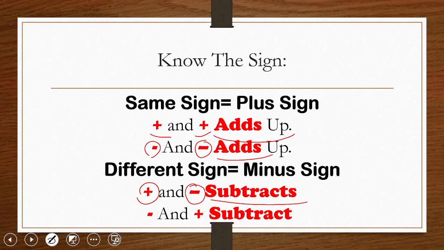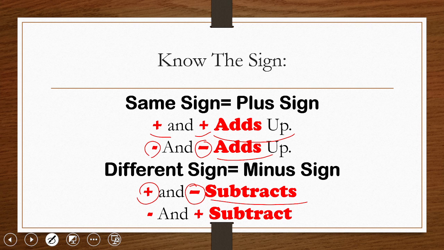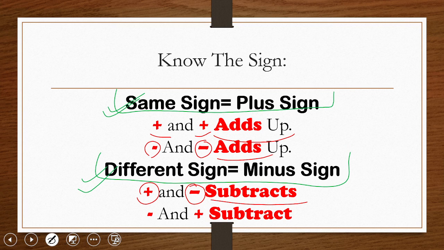You have to learn same sign, plus sign, and different sign, minus sign. Same sign, plus sign, different sign, minus sign. This is the major thing you should know and learn. And how to perform this, I'll tell you in the next part.